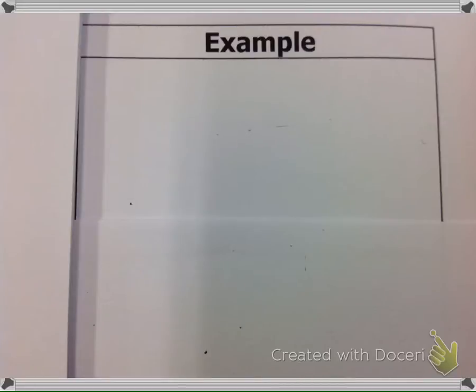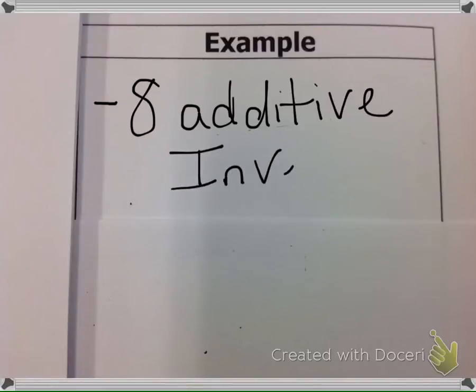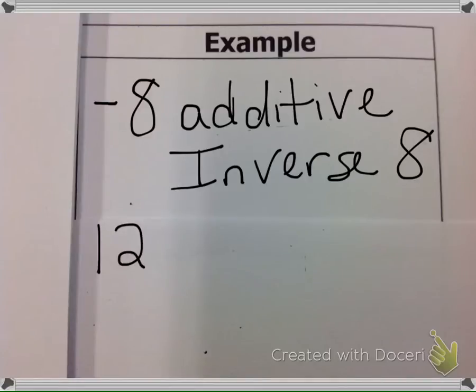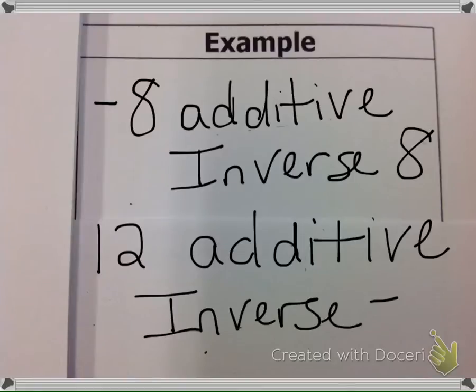Some examples of additive inverse. We could use the same ones if we wanted to, but I'm going to use some different ones. -8, the additive inverse would be +8. 12, the additive inverse would be -12. Same idea, and I'm going to talk about that later on in one of the examples. Again, just a fancy word for opposite.